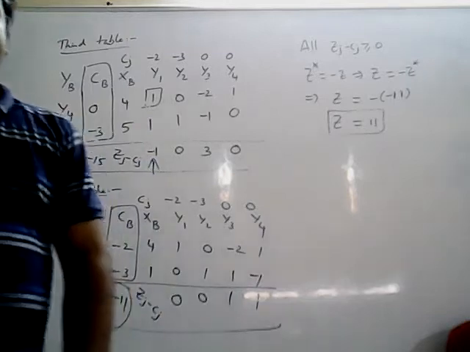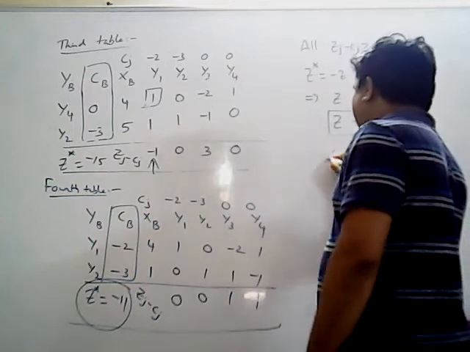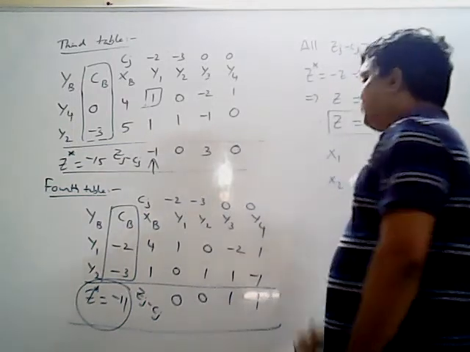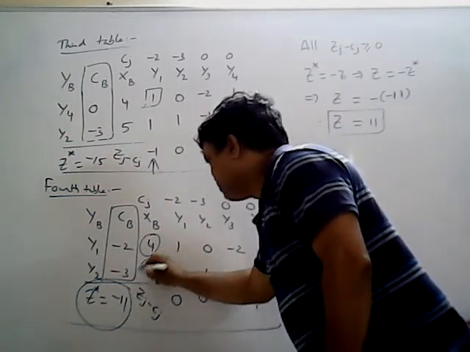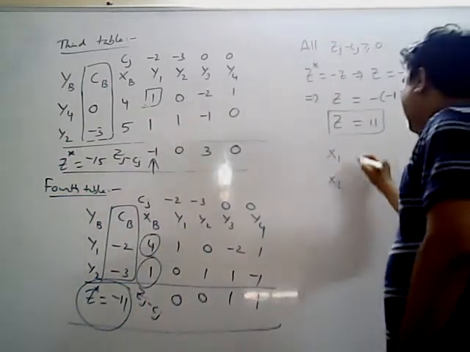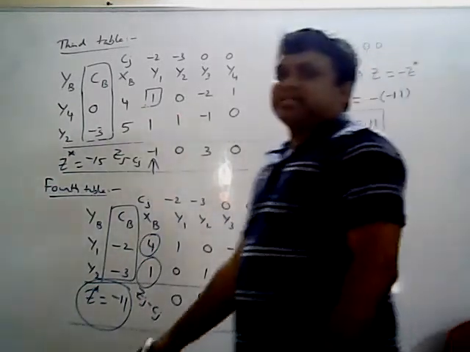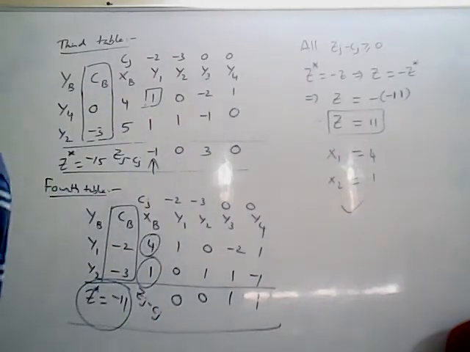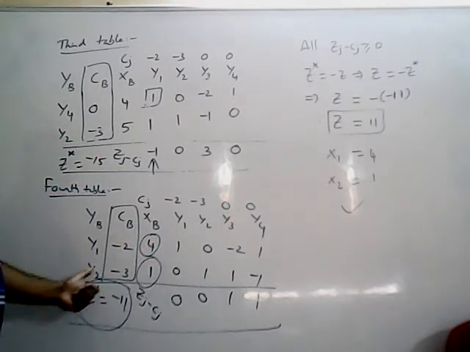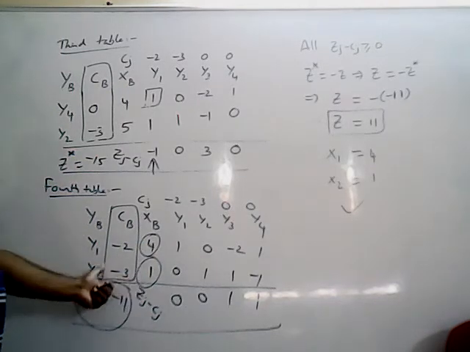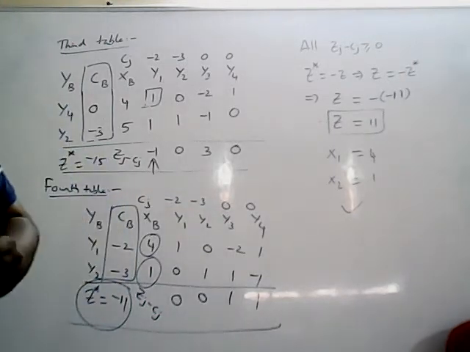Z equal to 11 for the variables. Original problem, how many variables are there? Original problem x1, x2 are there. Go for y1, y2. So y1 is there. What is the y1 value? Y1 value is 4. What is the y2 value? Y2 value is 1. That means what is the x1 value? X1 value is 4 and x2 value equivalent to 1. So y1 is there in the basis at the value 4. Y2 is there in the basis at the value 1. So x1 equal to 4 and x2 equal to 1.